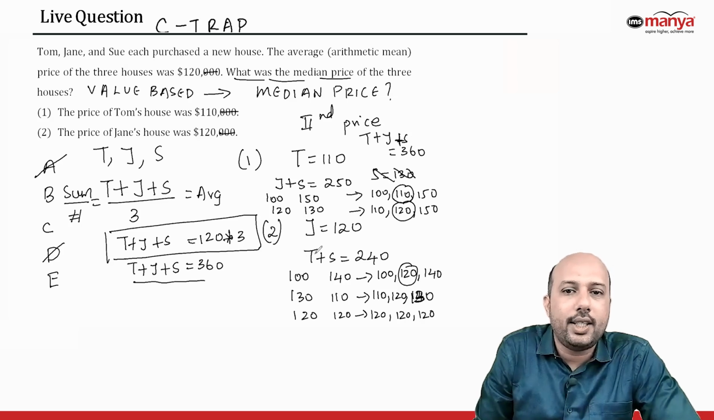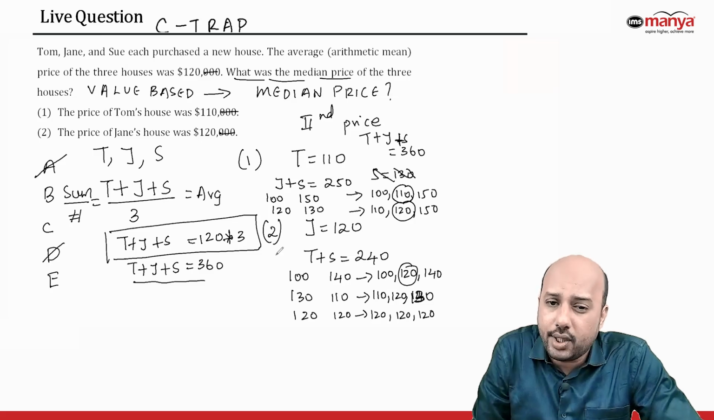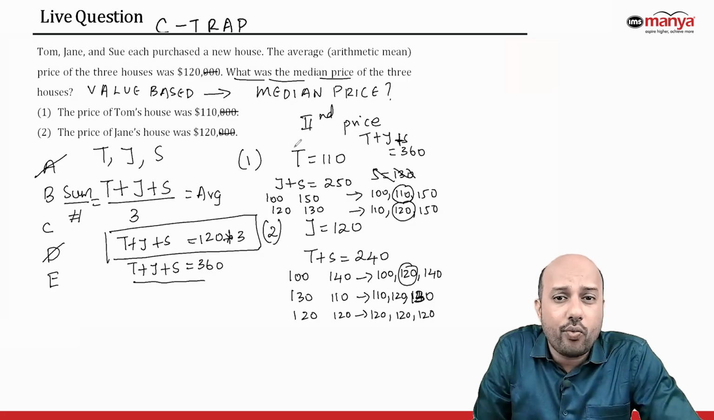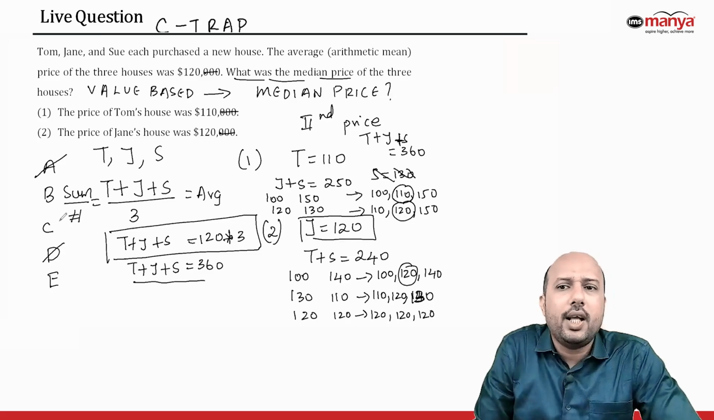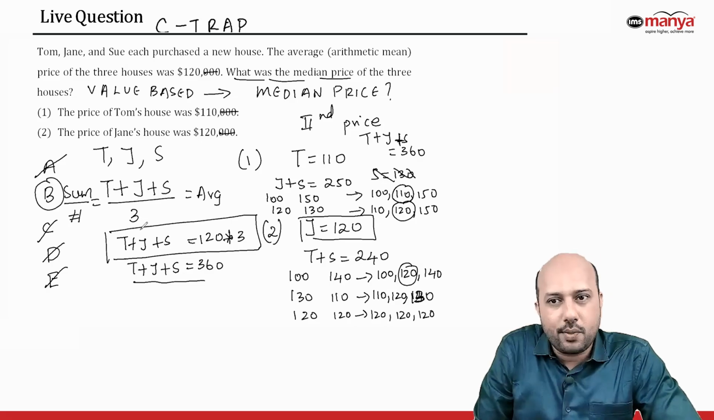So the median is the same irrespective of the values of T and S. The second price is going to be Jane's house price, which is 120, and we can answer it without even combining, that is, without taking statement 1 into consideration. We did not need to know the value of T here. We were able to answer with J equal to 120. Statement 2 alone is sufficient. Eliminate answer choices C and E. The answer is B. So statement 2 alone is sufficient to answer this question.